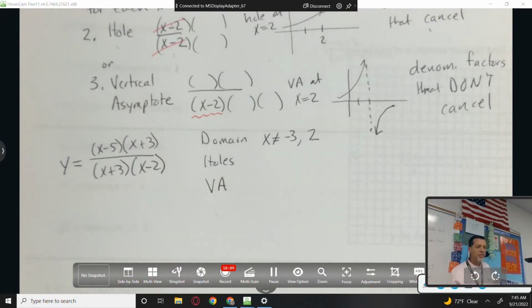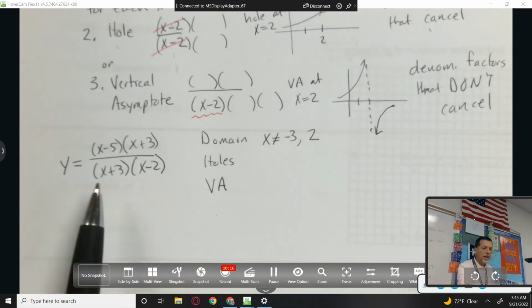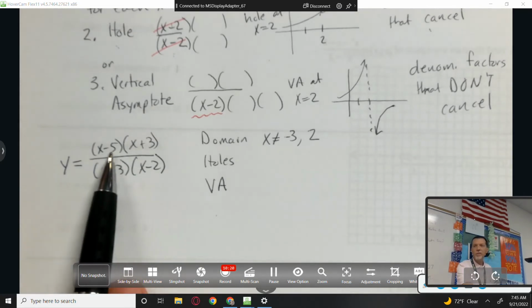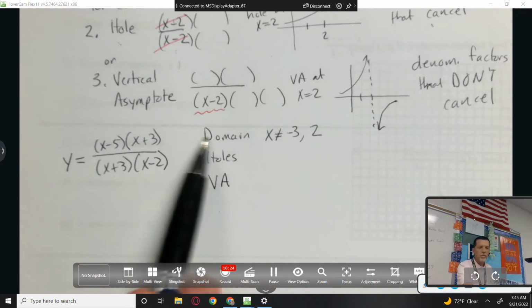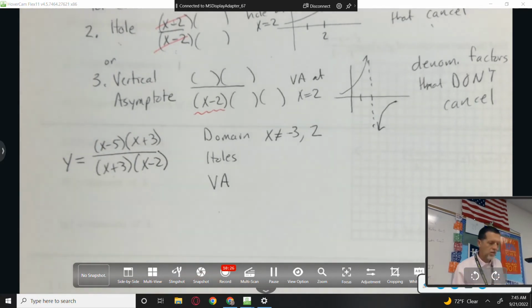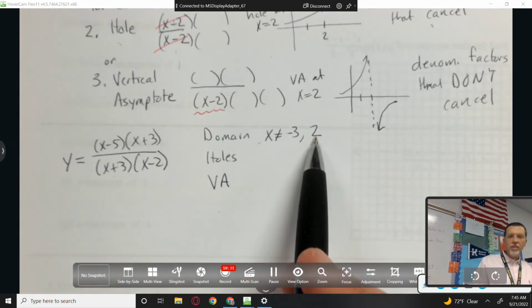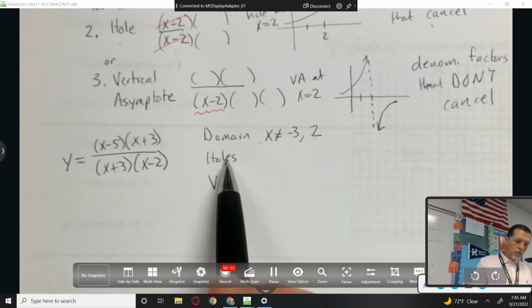That's the common mistake, is like, oh, just anything that makes it 0. It's like, no, anything that makes the bottom 0 is a problem. So we can't use -3 and we can't use 2. 5 is fine. 5 we'll talk about later. It makes the top 0 and that does something else. But it's not a domain problem. We can plug in 5 and get an okay answer. All right. Again, everything you list as a domain issue is either a hole or a vertical asymptote.